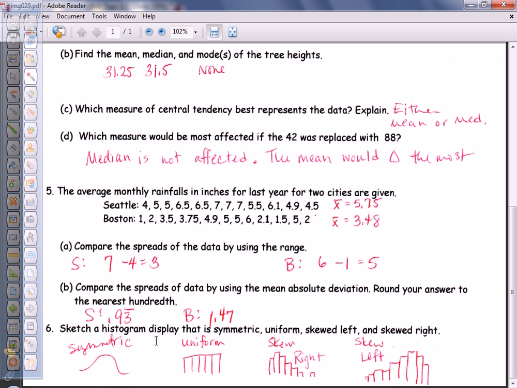Okay, the next one, uniform. Uniform is quite similar on the top. Let's look at the board. Is it a straight line across the top? No, but if we just ignore that one little bar, is the rest of it pretty much the same? Yeah, so we could describe that as uniform.